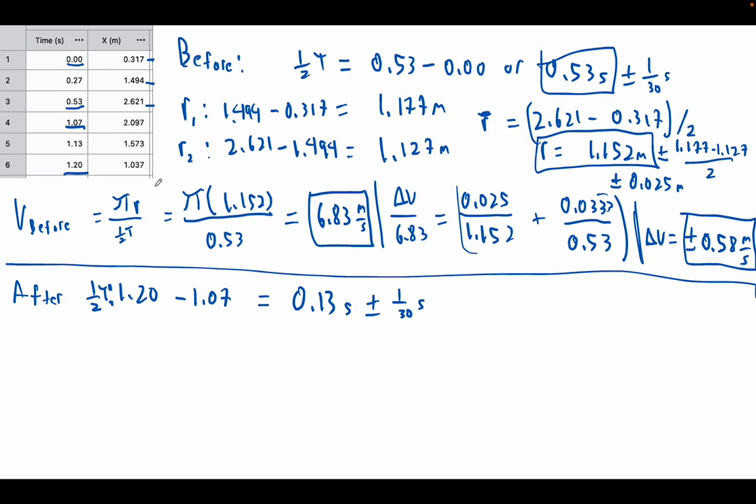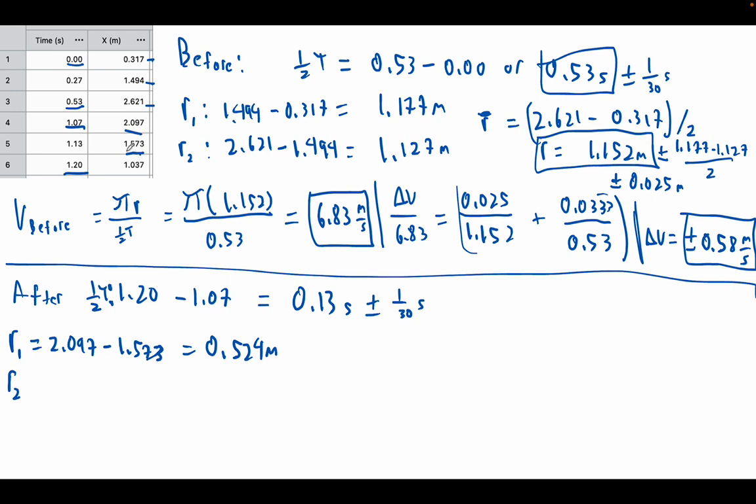So now let's figure out the radii after. So R1 is equal to 2.097 minus 1.573. I'm doing this guy minus this guy. So 2.097 minus 1.573, and that's 0.524 meters.